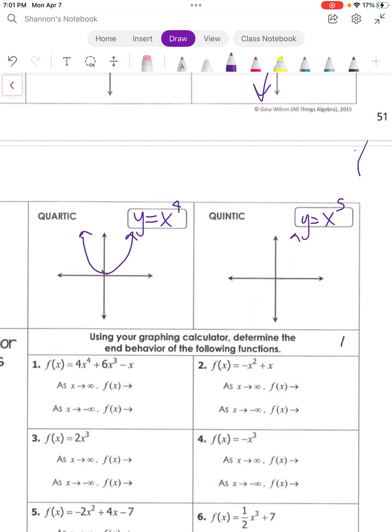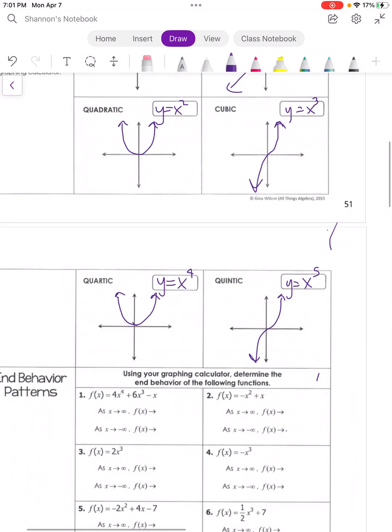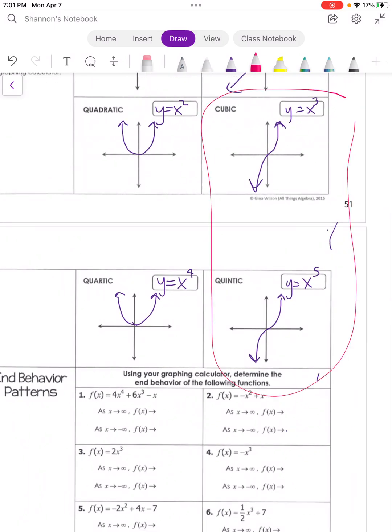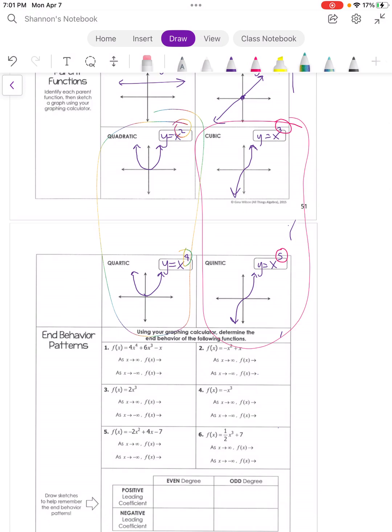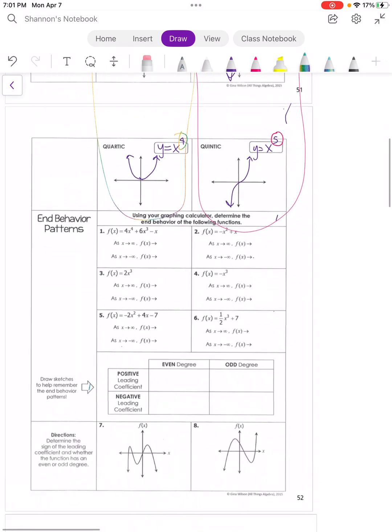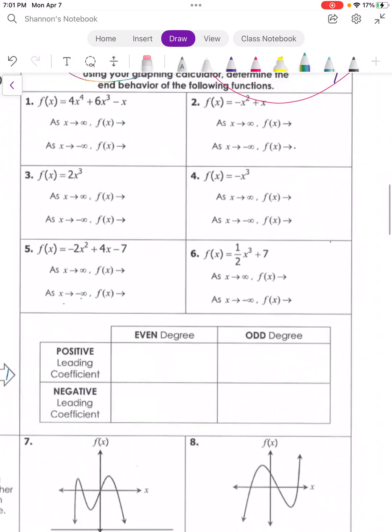And the reason that they have that same shape is that when I'm looking at my cubic and my quintic, their degree, the 3 and the 5, are both odd numbers. But when I look at my quadratic and my quartic, their degree, the 2 and the 4, are both even numbers. That actually tells you what your end behavior is going to do.